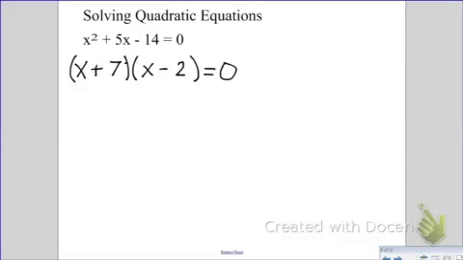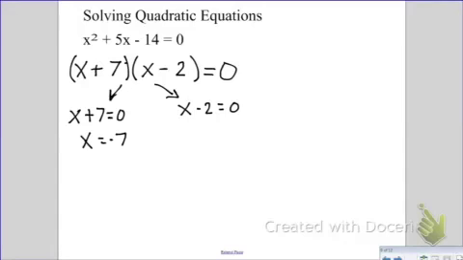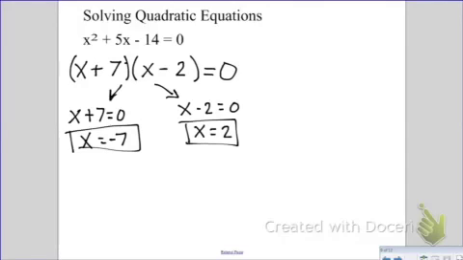Now that I have this, it kind of splits into two problems. The first one is, what if x plus 7 is equal to 0? And what if x minus 2 is equal to 0? Well, if x plus 7 is equal to 0, x would have to be a negative 7. If x minus 2 is 0, then x is going to have to be equal to 2. And these are our answers. Two answers. Whenever you factor a quadratic for solving, you end up with two answers.